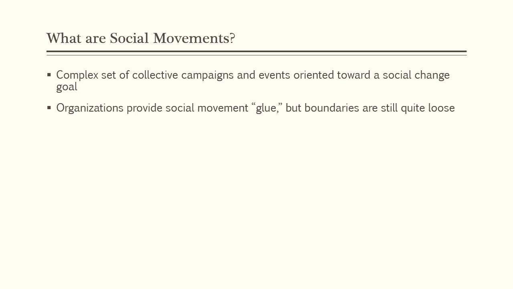First, social movements consist of a complex set of collective campaigns and events oriented toward a social change goal. So this means that a social movement involves some coordinated actions over time to try to effect some change in society. Secondly, social movements tend to have affiliated organizations that provide structure, or a glue, if you will, to the social movement. But the boundaries of movements are quite loose.